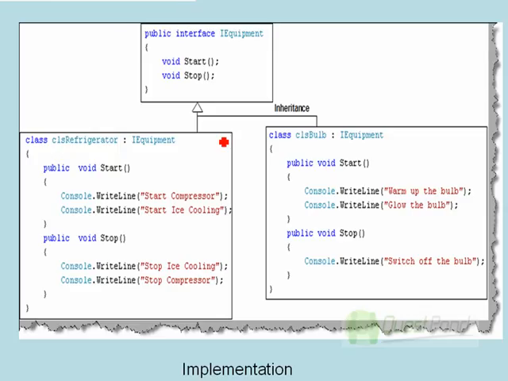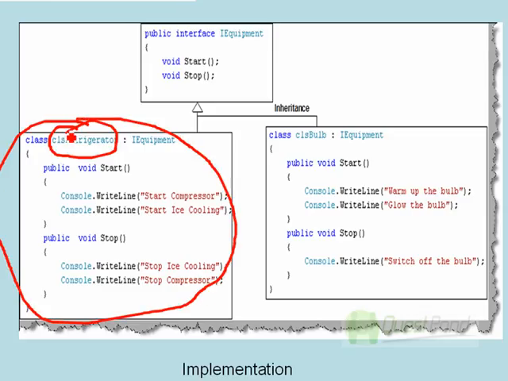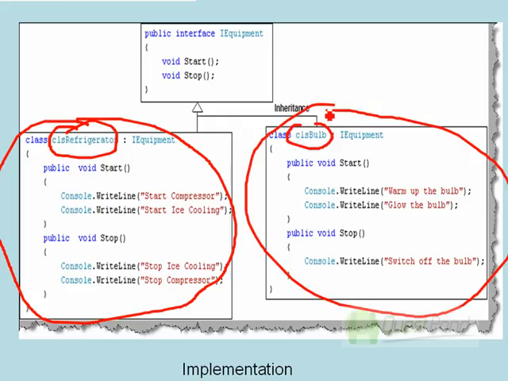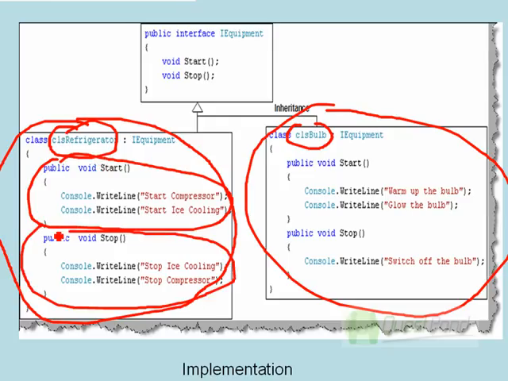So first we'll design our implementation classes. So what I've done is that I have started the implementation for every equipment. First is the refrigerator, then the bulb, and in every one of these implementations I have a start and a stop method. And just to make it more uniform, I have implemented them from a common interface, IEquipment.